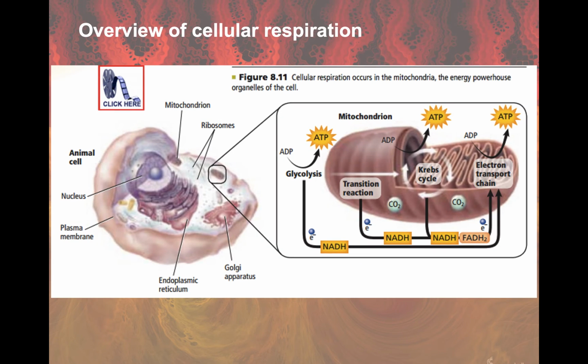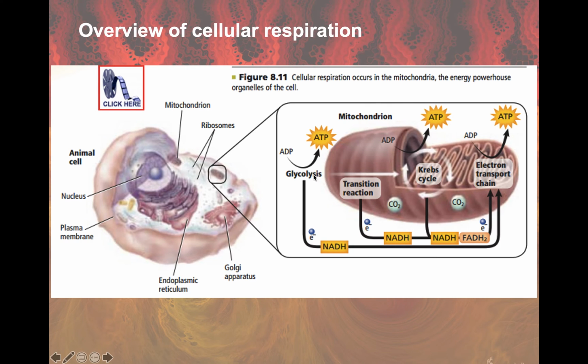Okay, so here's the overview of cellular respiration. Glycolysis occurs out here, outside of the mitochondria. Some ADP gets converted to ATP, and you get some electrons that end up over here in part 4. We have something in here after glycolysis. This is what we're going to talk about today. The next part is the transition reaction. Some people call it the link reaction. That's what I call it, the link reaction, because it links glycolysis to the next part, which is the Krebs cycle.